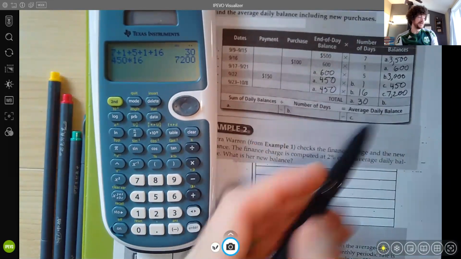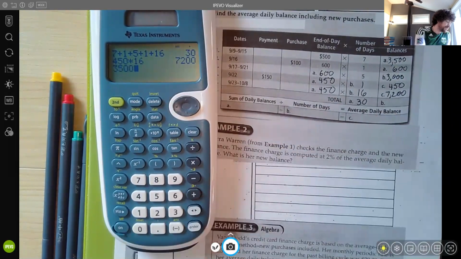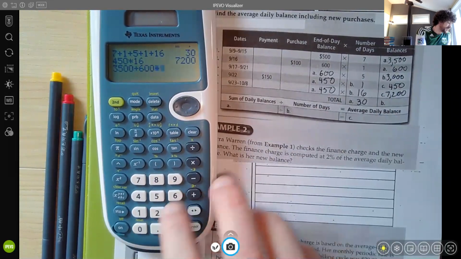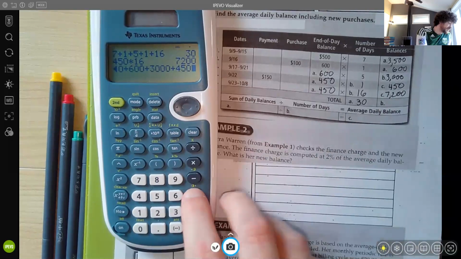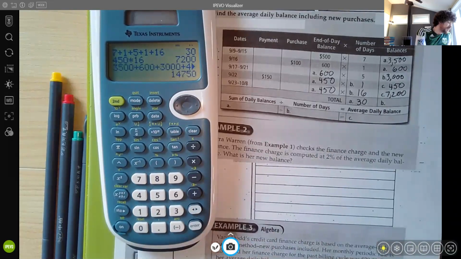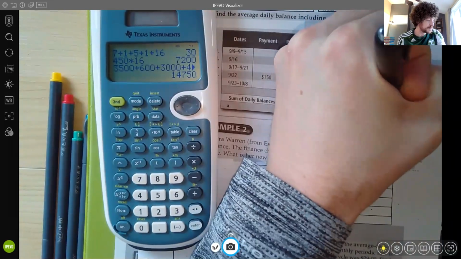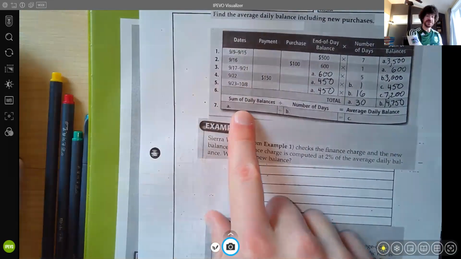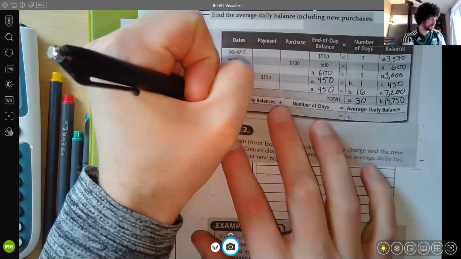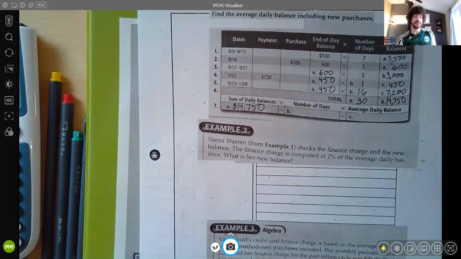So just like we did on the first example, we need to add all these together to get the sum of the balances. So that's 3,500 plus 600 plus 3,000 plus 450 plus 7,200. $14,750. I'm just double checking. Yep, that's good. 14,750 is our sum of the daily balances, which is the number that just goes here, 14,750. So that goes in for A down there at the bottom.